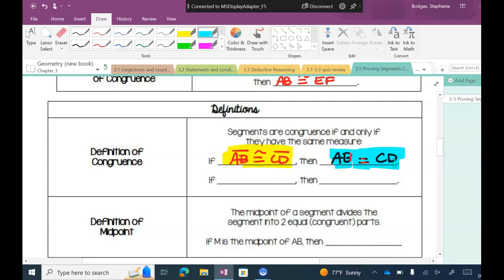Therefore, we can also go backwards. If I tell you that the length of segment AB equals the length of segment CD, but you're asked to prove that they're congruent, then I can say that since they are equal to each other, they are also congruent to each other. We will be using the definition of congruence quite often in our proofs.